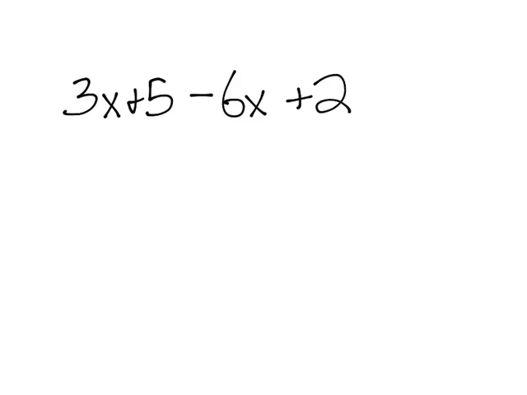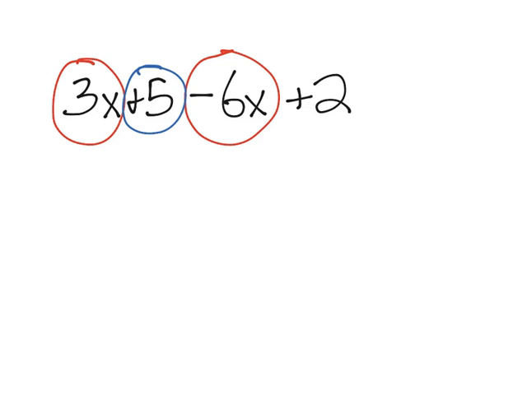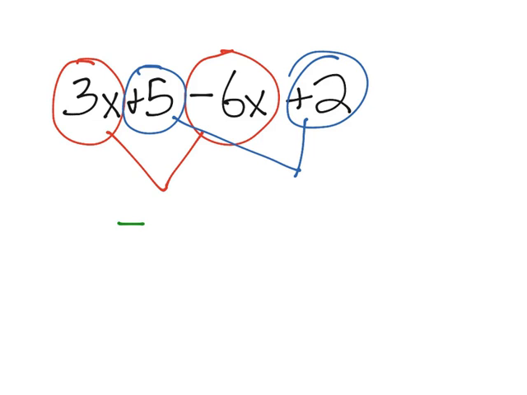Now we'll talk about simplifying. The notes indicate that simplifying just means to combine like terms until only one of each term exists. So, example time. If we look at this expression, 3x plus 5 minus 6x plus 2, we can identify like terms: 3x and negative 6x, along with 5 and positive 2. When we combine our like terms, we discover that 3x minus 6x gives us negative 3x, and 5 plus 2 gives us positive 7. So this problem simplifies to negative 3x plus 7.